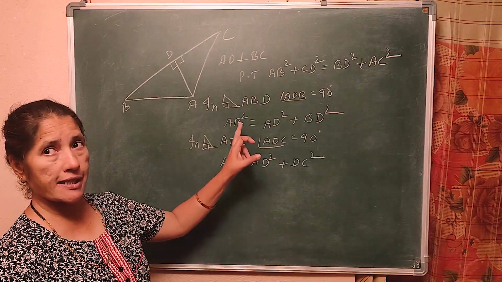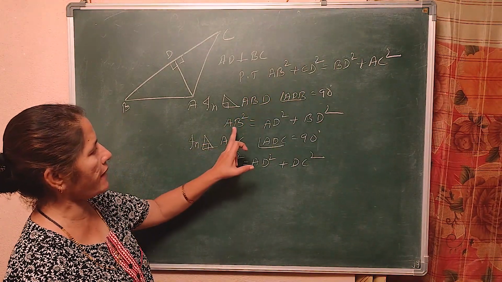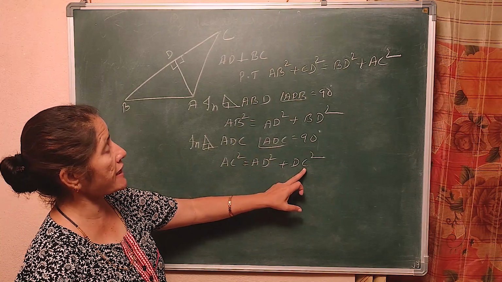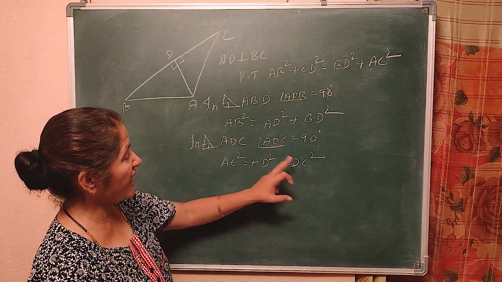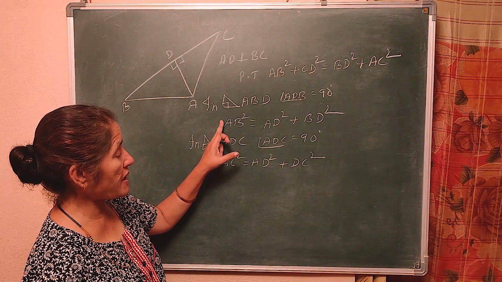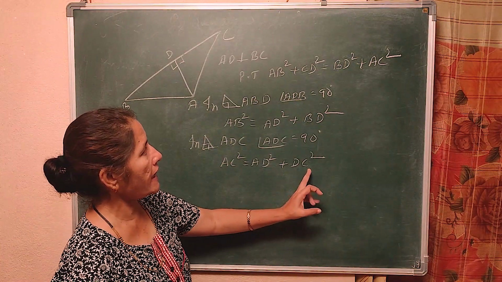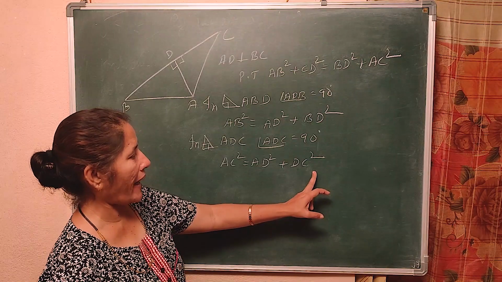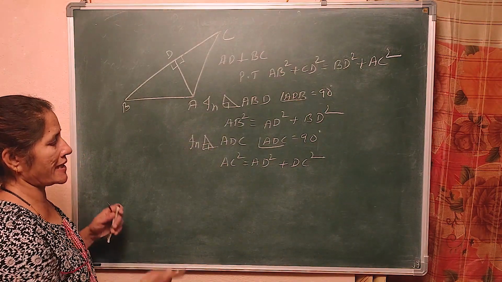Now, look at the last one. What is given? AB square plus CD square. Where is AB square? It is here. Where is CD square? It is here. So in order to get CD on this side, I think I have to do AB square minus AC square. DC square will come to this side when subtracted. I think I have to do it like that, isn't it?